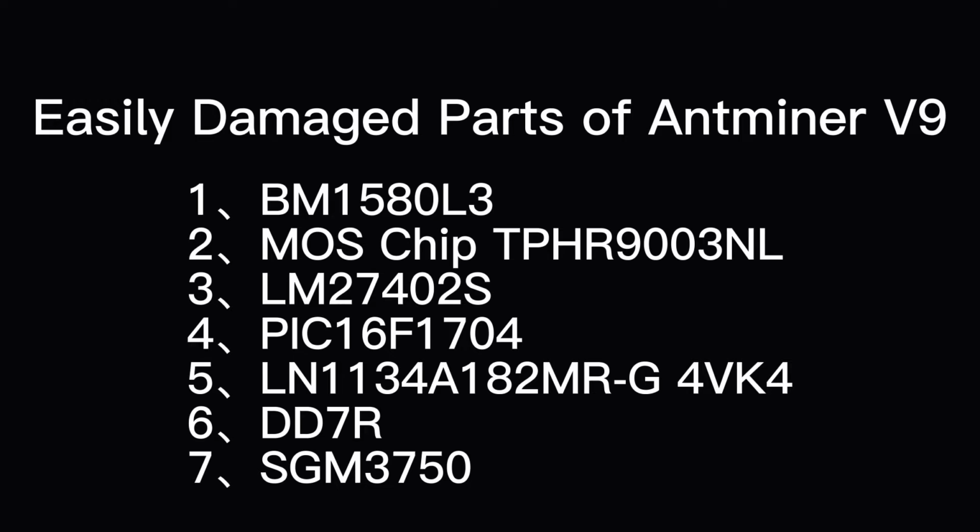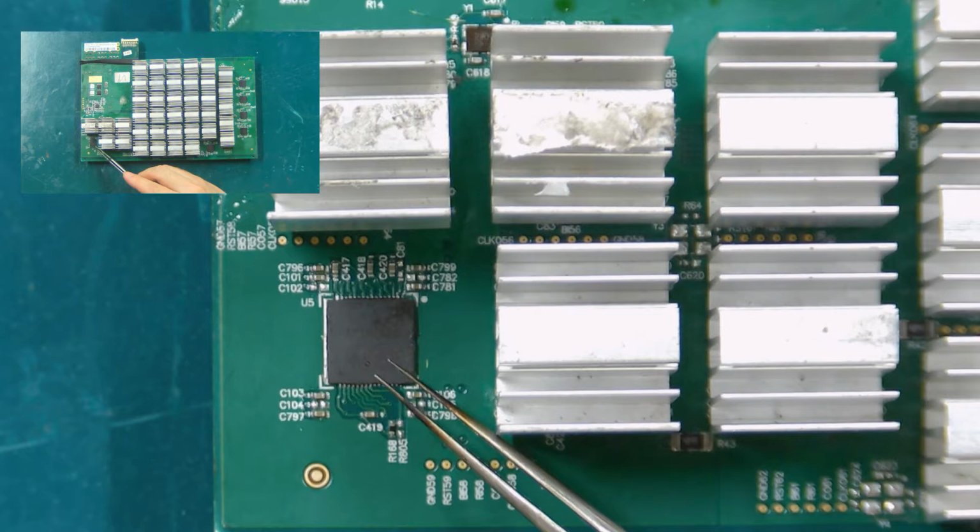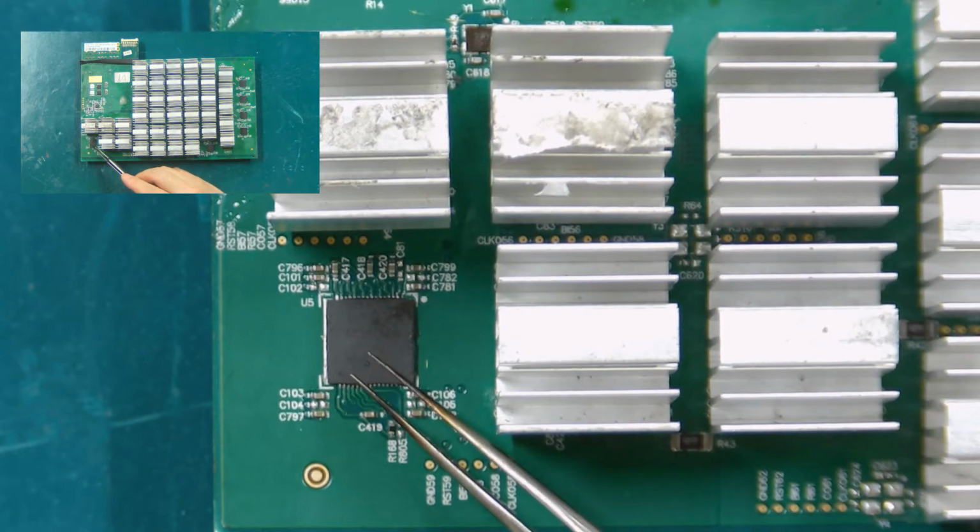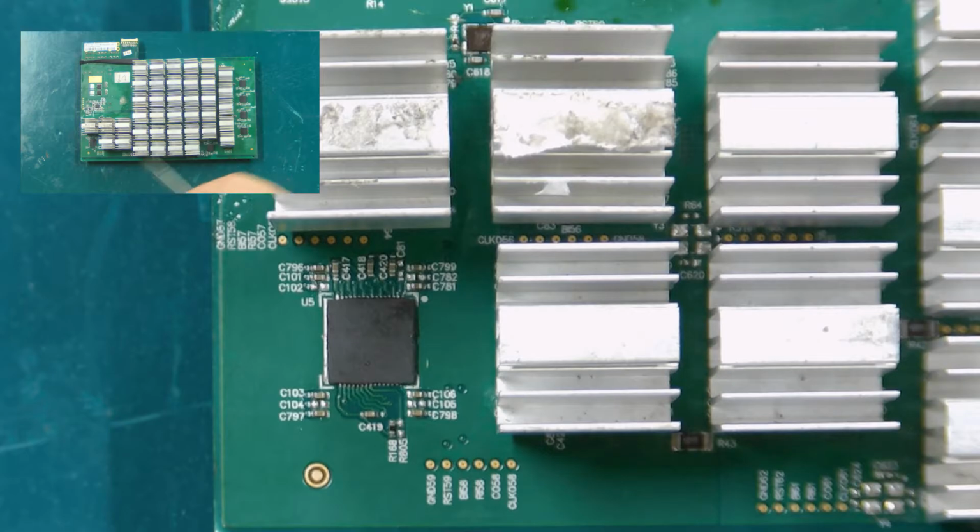Hi everyone. Today I would like to introduce some easily damaged parts of the Antminer V9 hashboard. This chip is the ASIC chip, BM1580L3. If it is damaged, it will cause the hashboard to have low hash rate or even zero hash rate.